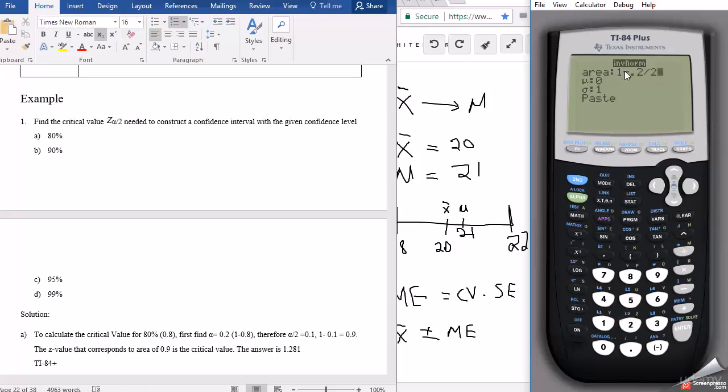Okay, that's on the area. You can see 1 minus alpha over 2. That is what I did, and that's what you're going to do all the time: 1 minus alpha over 2. Actually, that should be 0.9.